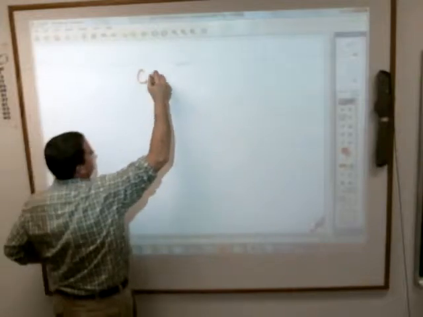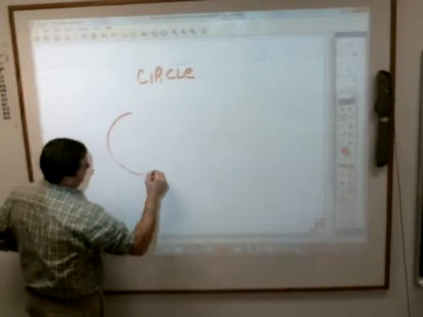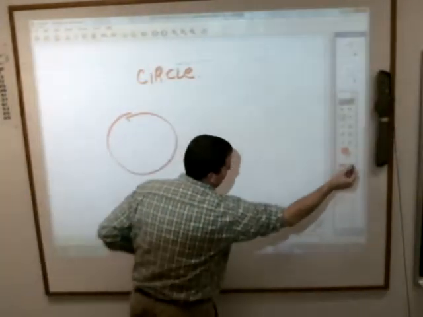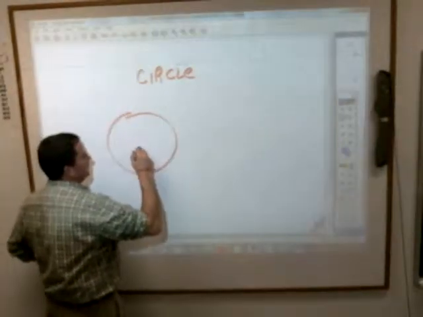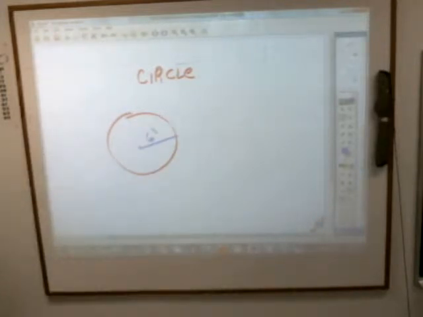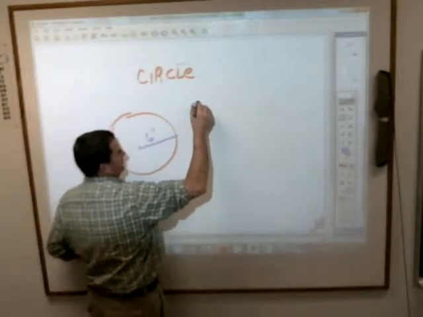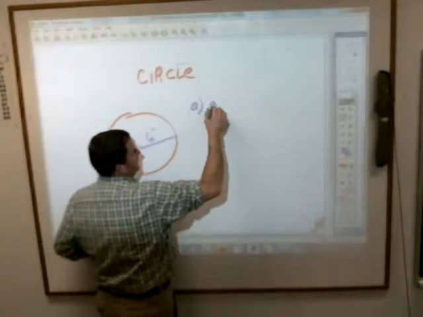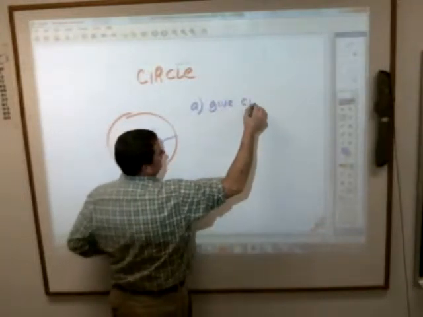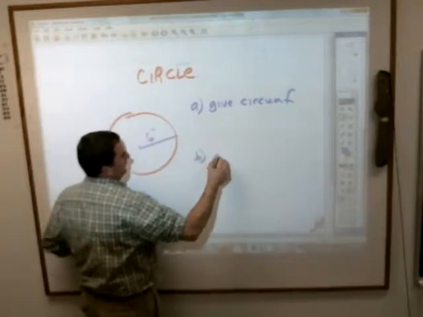Let's do an example problem before we continue on our wayward path here. Here's your circle. By the way, it goes without saying that you will always sketch out the circle there. You should always look for how the book wants you to answer the question. For example, letter A, give circumference, and letter B, give area.